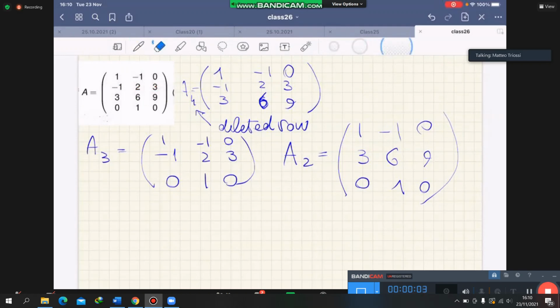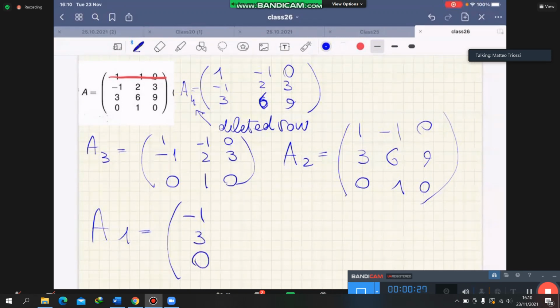Last step is deleting the first row. And we have -1, 3, 0, 2, 6, 1, 3, 9, 0. And that's all.